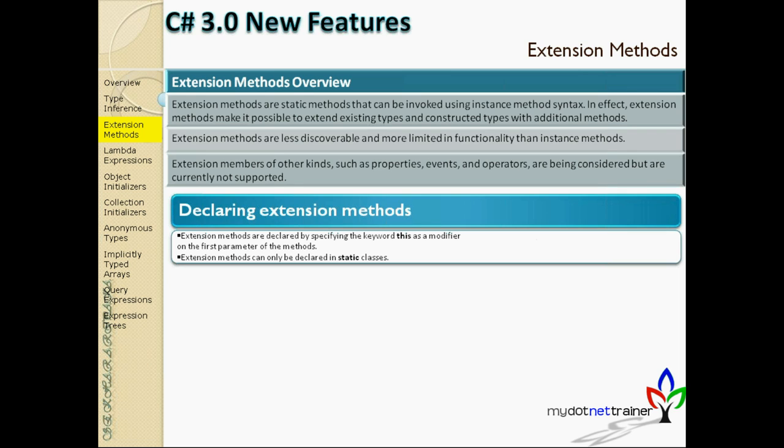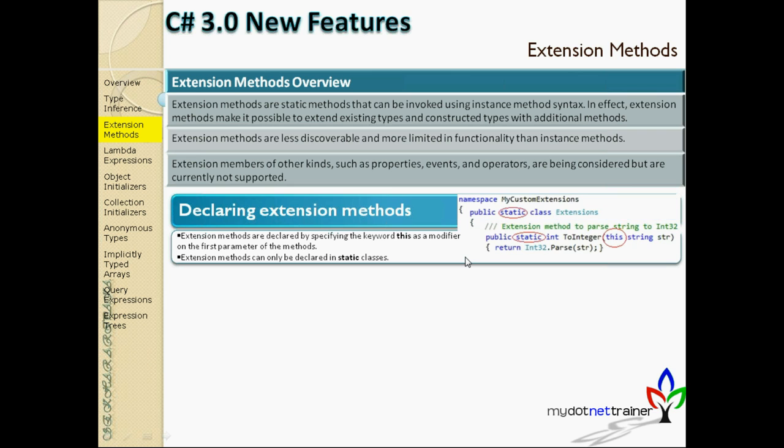So in this case, you create a method with a parameter. Methods are declared by specifying the keyword this as a modifier on the first parameter of the method. So if the extension method has two parameters, the first parameter must be decorated with the modifier this keyword. Extension methods can only be declared in static classes, because they are static members, and they must be in static classes.